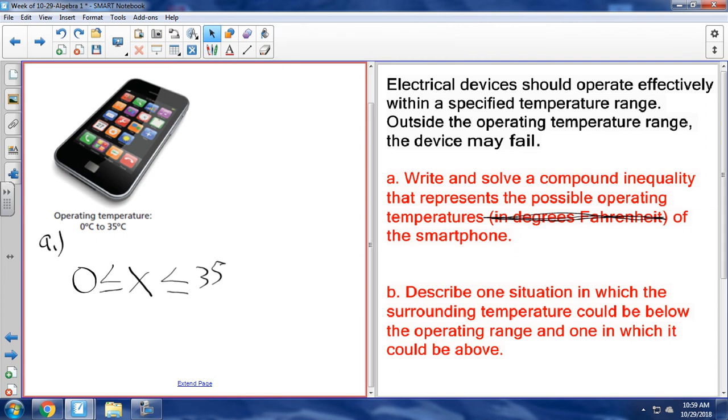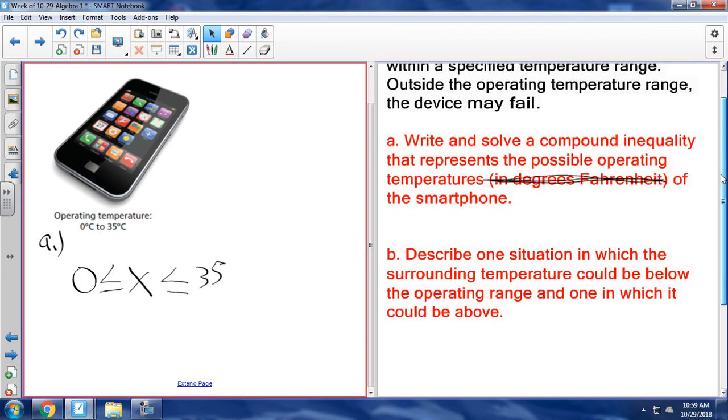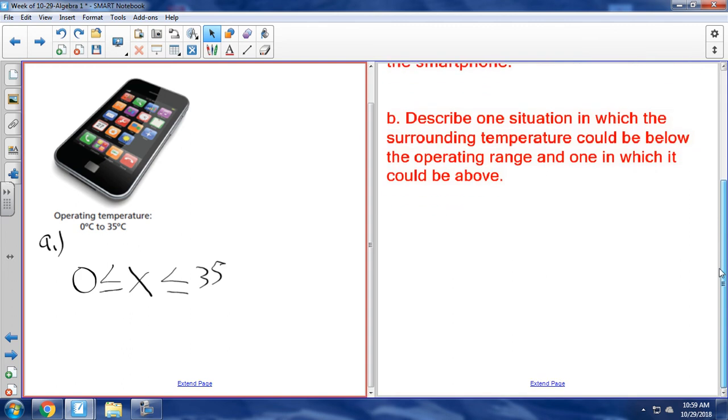Now if we're going to change that over to Fahrenheit, we're going to need to do some more work. But I'm going to leave that alone for today just to understand the basic idea of it. Now, can you pause the video and think for a moment of a situation in which the temperature could be below the operating range and one in which it could be above? Just think about it for a second. What would that be?